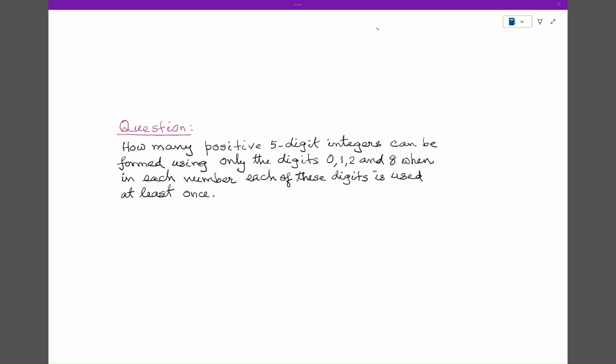How many positive 5-digit integers can be formed using only the digits 0, 1, 2 and 8 when in each number each of these digits is used at least once?